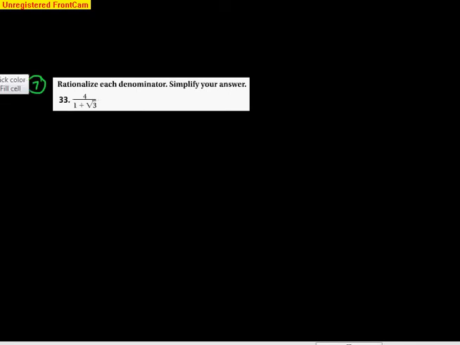Okay, so we're going to rationalize this denominator. 4 divided by 1 plus the square root of 3. And in order to rationalize this, we must multiply by the conjugate of the denominator, 1 minus the square root of 3. And if I do it on the bottom, I have to do it on the top. Okay? So when we do this, we are going to distribute or we're going to FOIL.